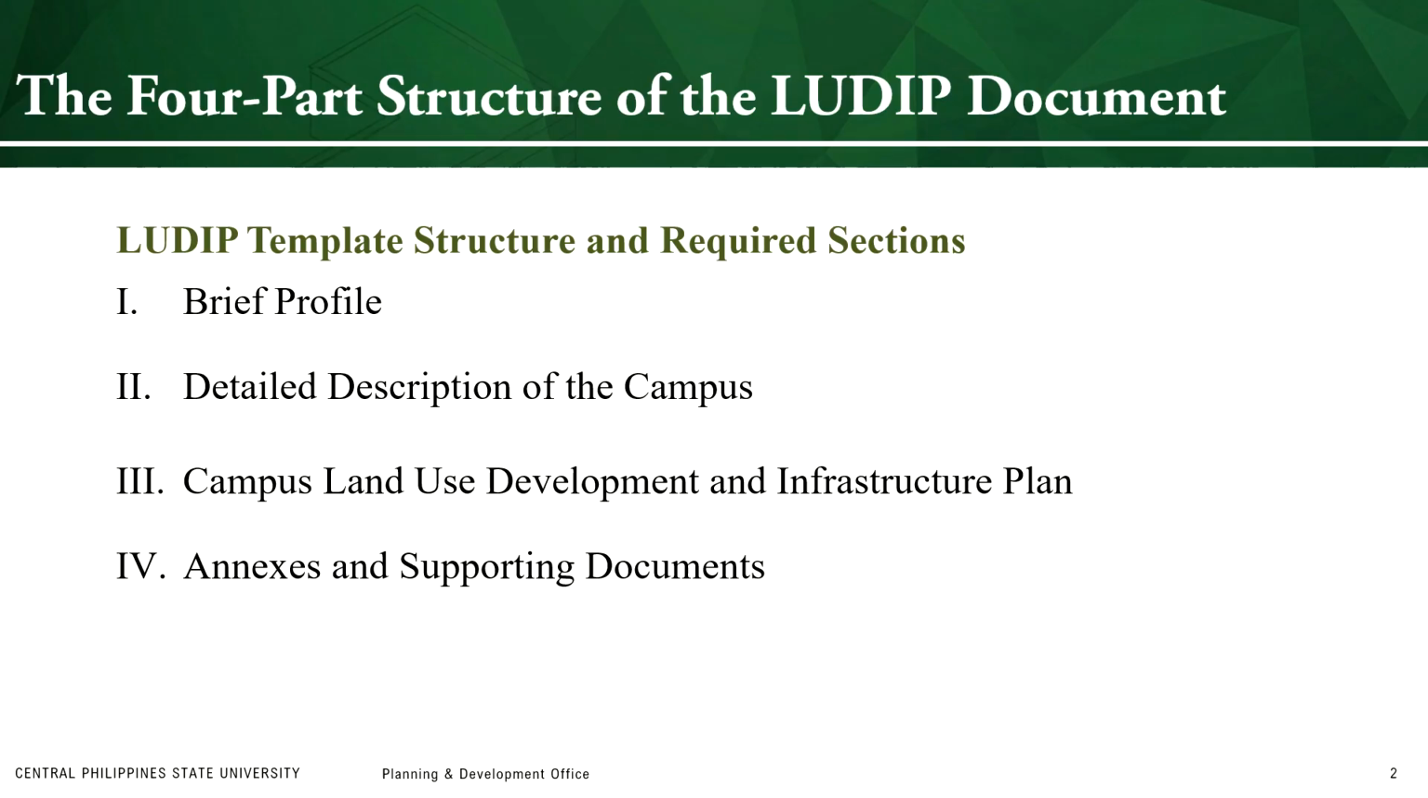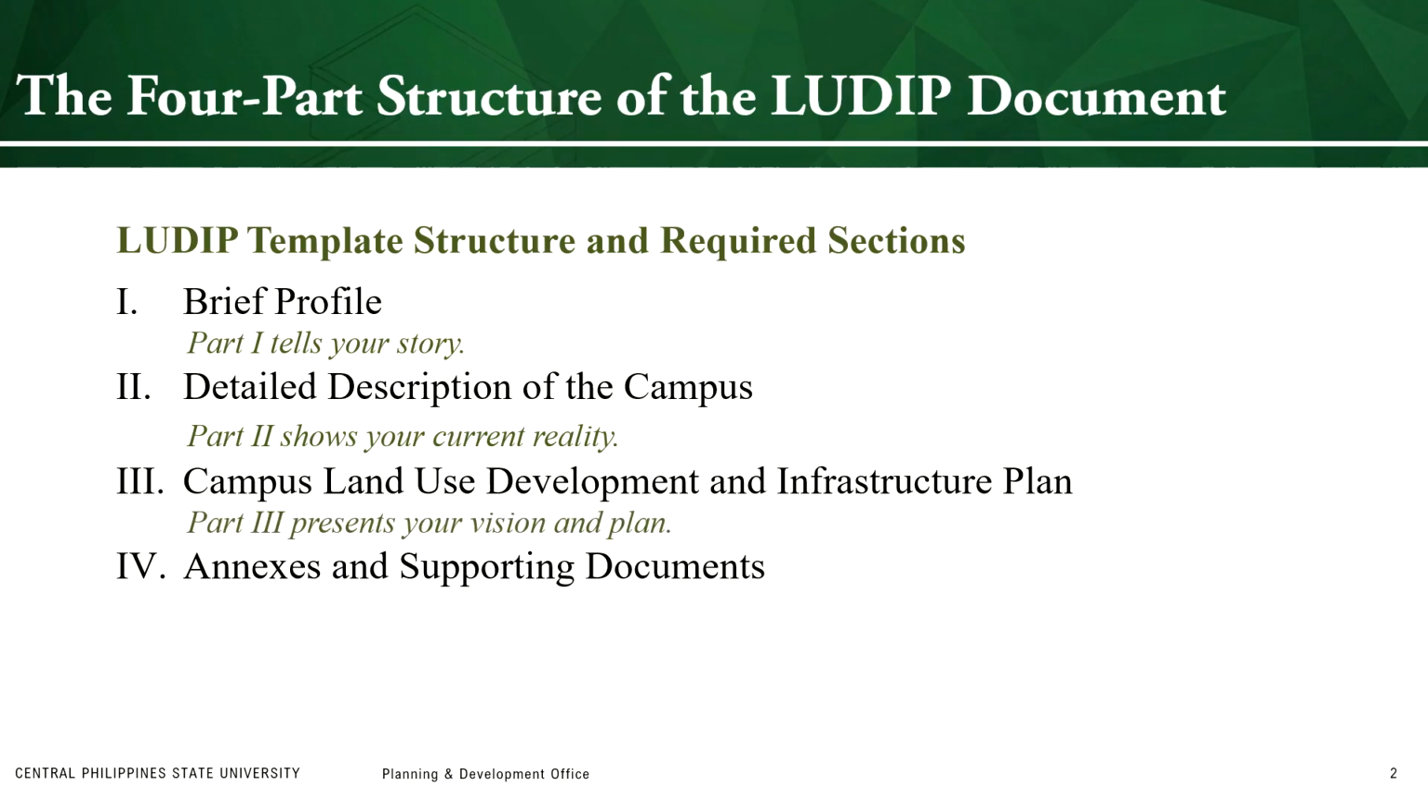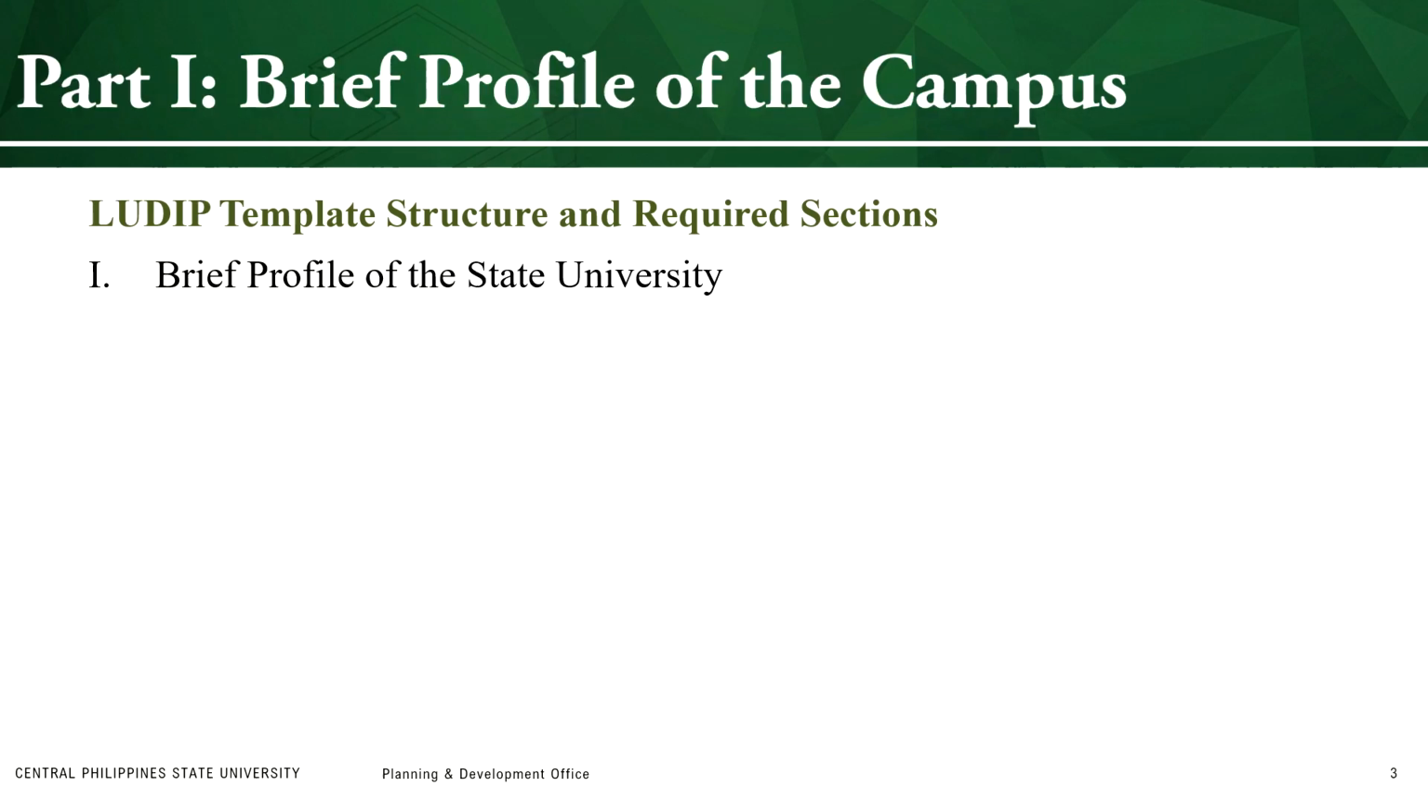Think of it this way. Part 1 tells your story. Part 2 shows your current reality. Part 3 presents your vision and plan. Part 4 proves everything you said. Now let's go through each part in detail. Part 1, Brief Profile of the State University, contains 5 subsections.